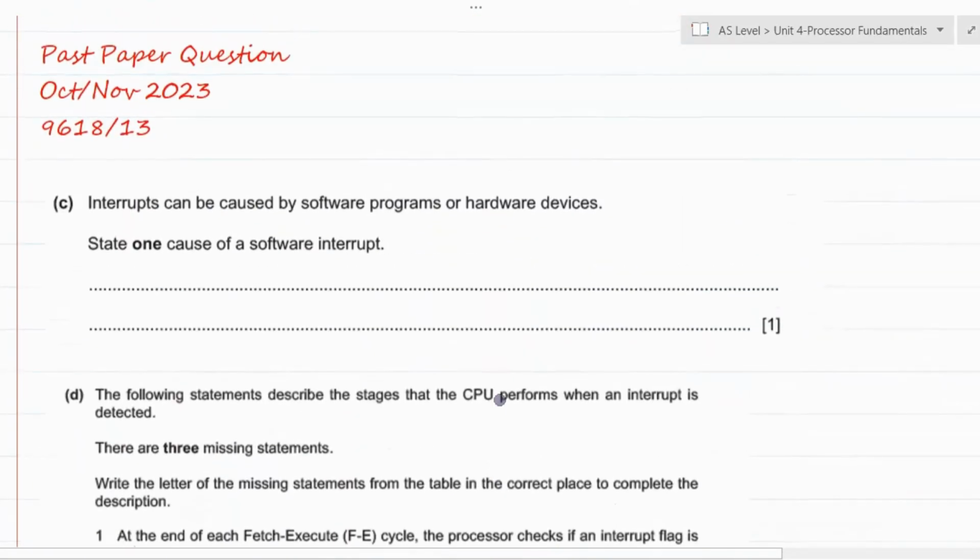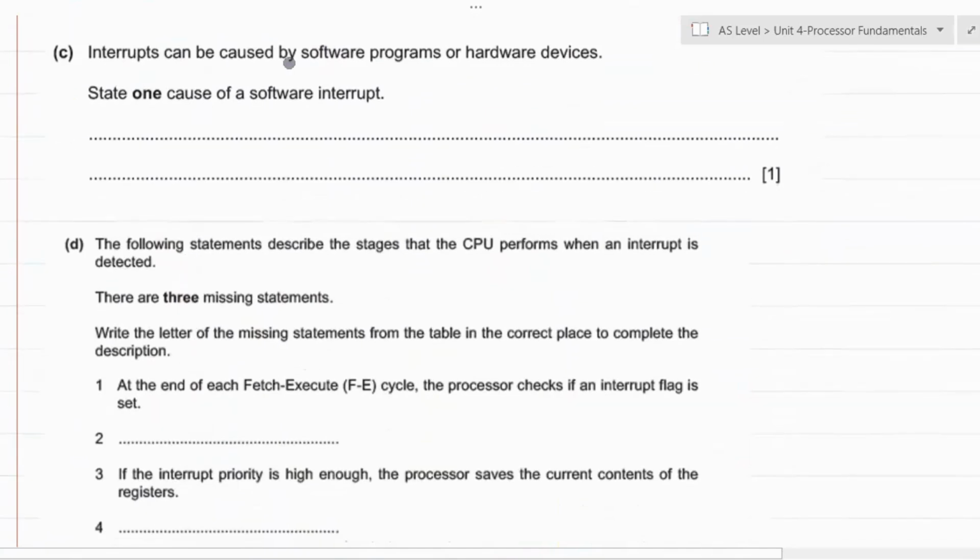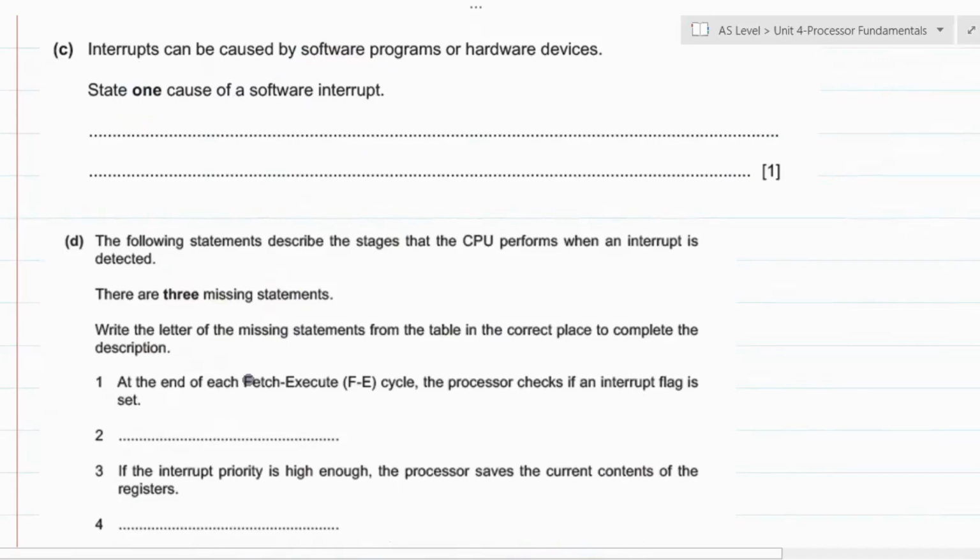Okay, now let's have a look at some past paper questions. First question: interrupts can be caused by software or hardware devices. State one cause of a software interrupt. We have just learned about this. Think about your answer. Of course, I'm going to show you the marking scheme, then you can match. It is worth 1 mark. You just need 1 point. I hope you have got your answer. I'm just showing you the marking scheme.